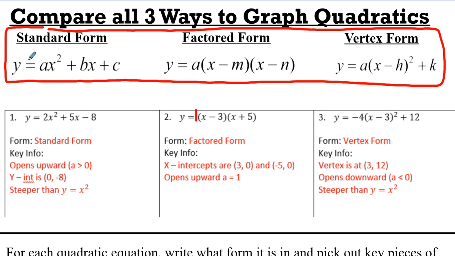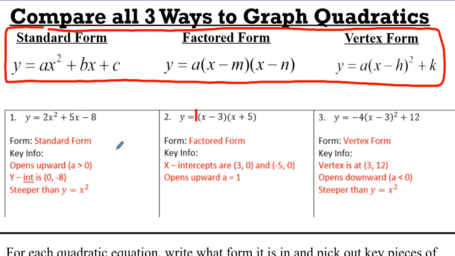Standard form, y equals ax squared plus bx plus c. Factored form, y equals a, and then in parentheses, x plus some number, x plus another number. Could be plus, could be minus, just depends. Vertex form, y equals a, parenthesis, x minus or plus some number, squared, plus or minus a number outside. So vertex form is when you have a parentheses being squared. I'll do an example of each of these, and I'll have you try to write down ones for your own.